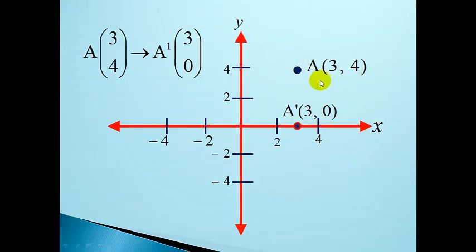So given the point A, 3, 4, the image of A under reflection in the line y equals 2 gives us 3, 0. The image of the point A, 3, 4 is A prime, that is 3, 0. 3 is the x coordinate and 0 is the y coordinate. So this is our point 3, 0 on the x axis. So A prime is 3, 0. That is the image of 3, 4 under reflection in the line y equals 2.